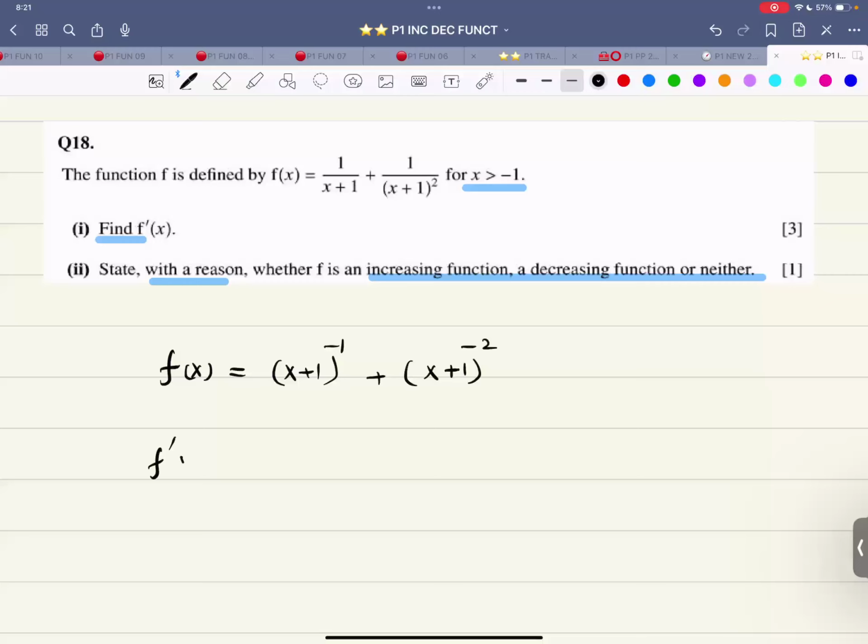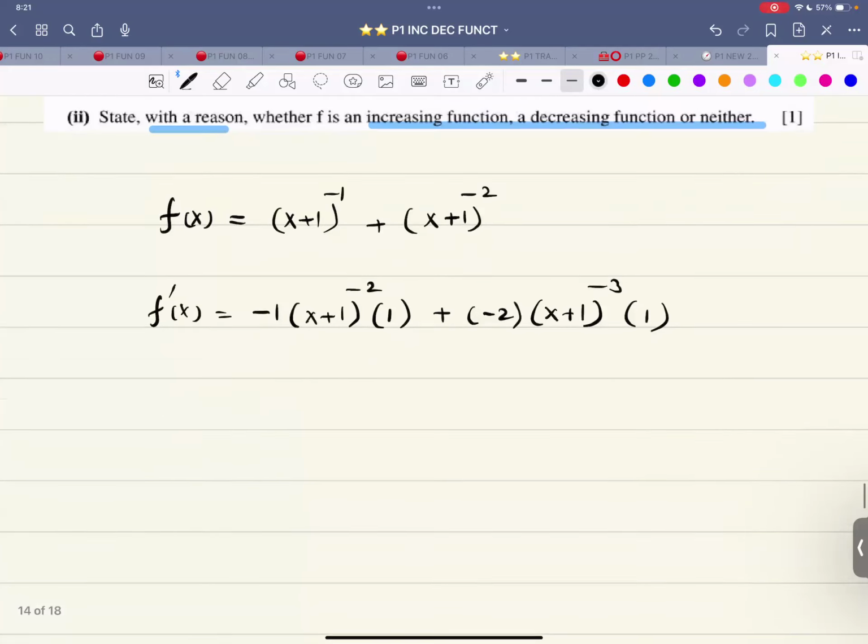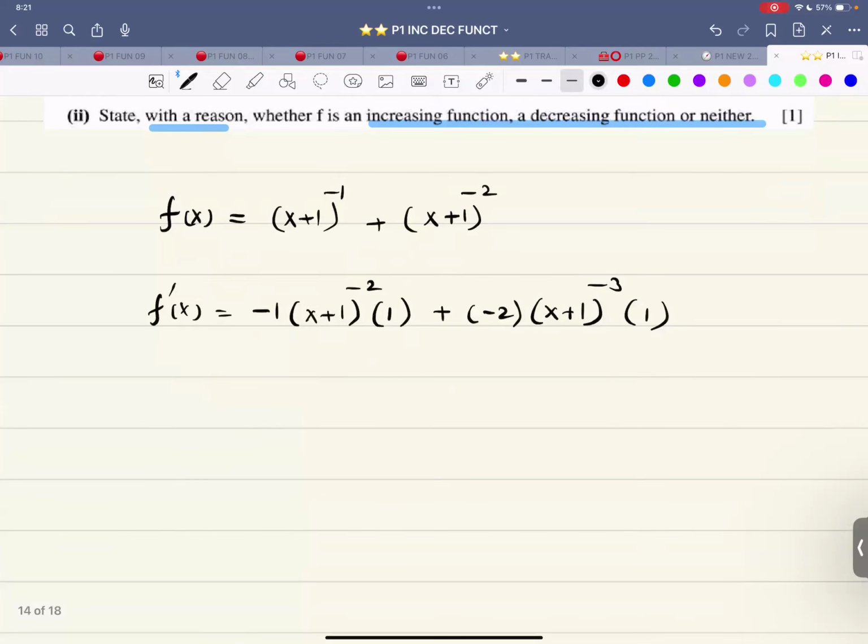So now f prime x: -1 comes down, x plus 1 remains as it is, power reduces by 1, derivative of bracket is 1. -2 comes down, x plus 1 remains as it is, power reduces by 1, derivative of bracket is 1. So therefore, this is -1 over (x plus 1) squared, and this is -2 over (x plus 1) cubed.